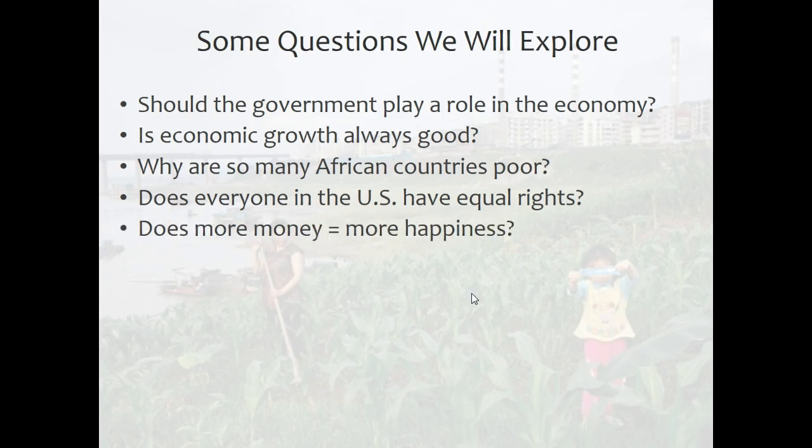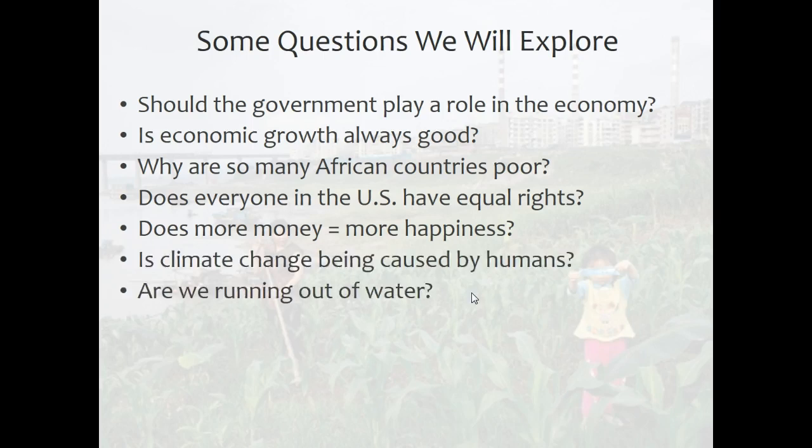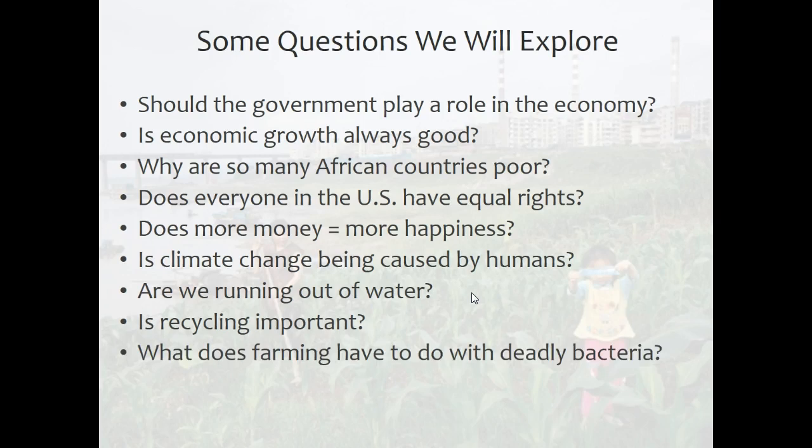Does more money equal more happiness? A really big one here. Is climate change being caused by humans? Are we running out of water? Is recycling important? What does farming have to do with deadly bacteria? And is there hope for the future? So all of these are questions, some bigger than others, that we will address, and many, many more.